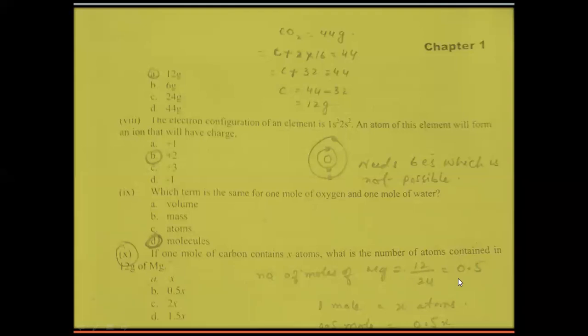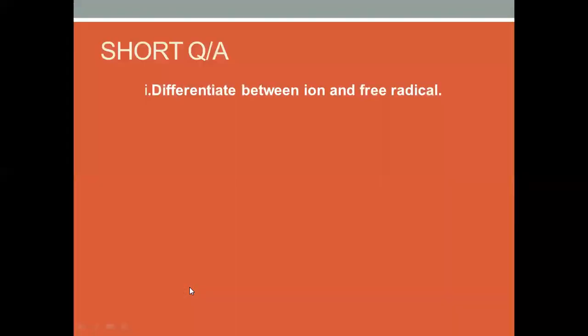0.5 moles. Okay, 1 mole contains how many atoms? X atoms. So 0.5 moles will contain how many atoms? Definitely 0.5X. Got it? So the correct option is, I forgot to encircle it, but this B is the correct option. Okay, 0.5X is the correct option.